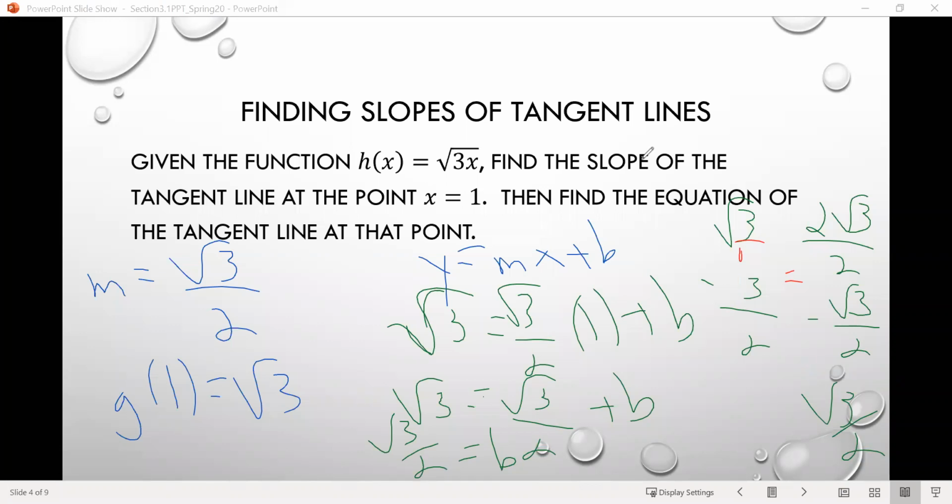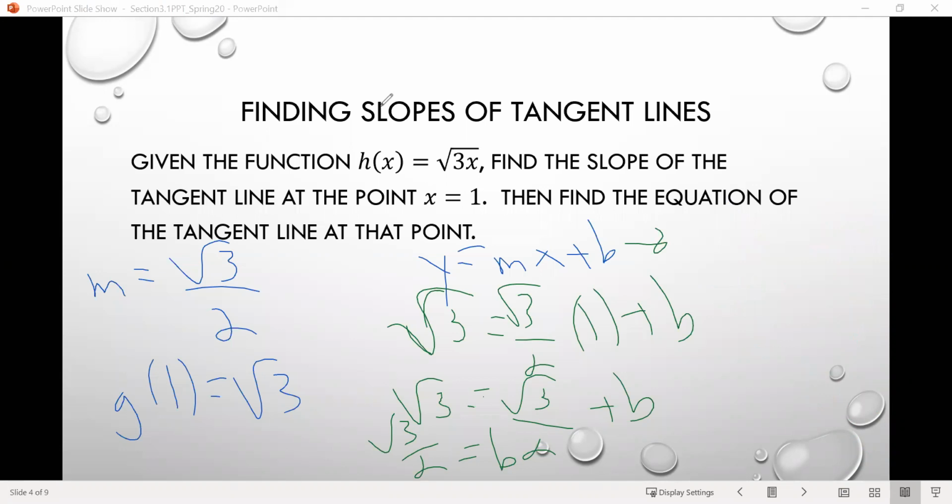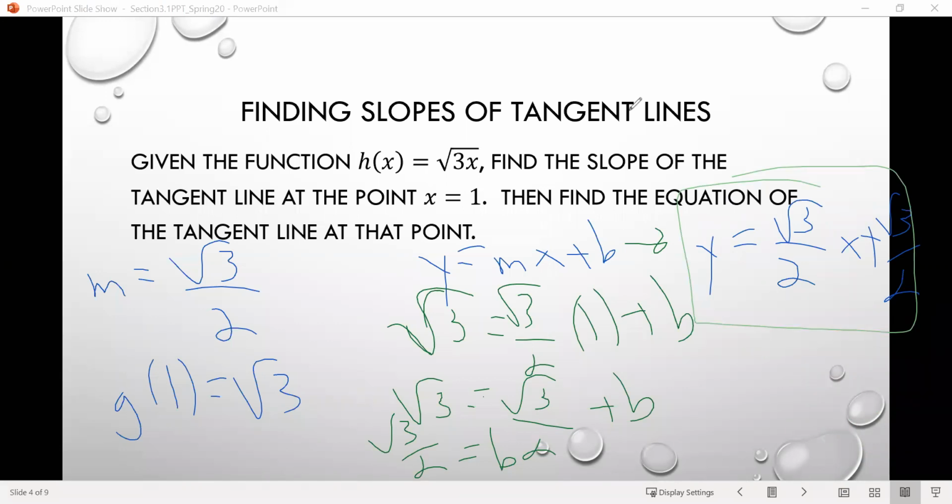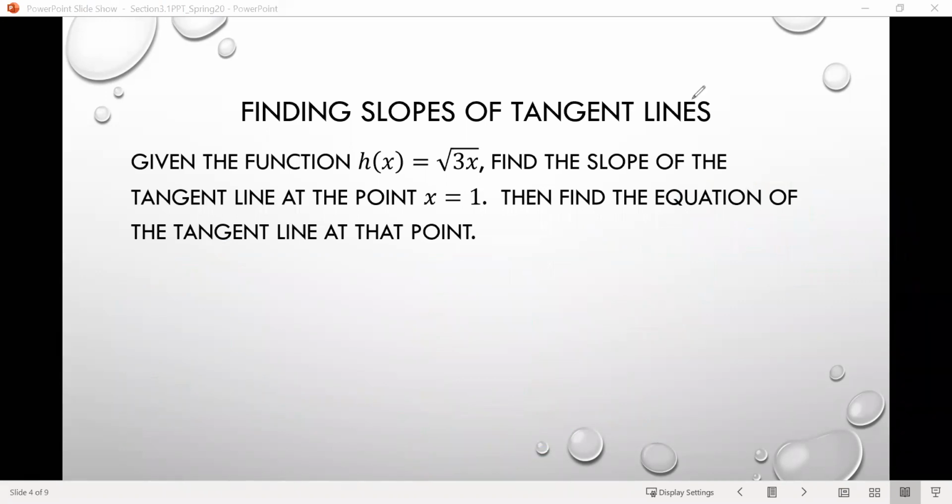Okay, so then it looks like our equation for our tangent line will be y equals root 3 over 2 x plus root 3 over 2. Okay, and there we go. We've done it. Found slopes of tangent lines and equations of tangent lines. Doesn't this just feel so wonderful? Aren't you guys just so proud of yourselves right now? You should be. Okay, so let's look at some of the theoreticals of this.